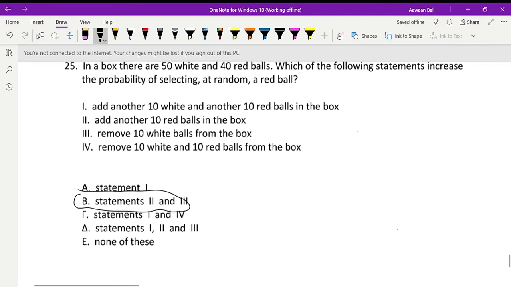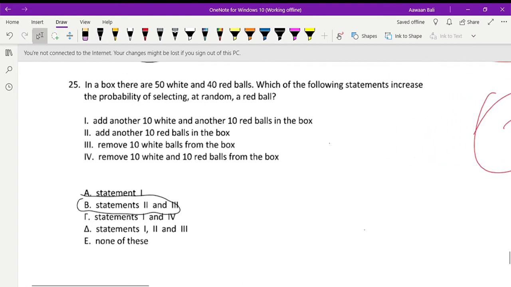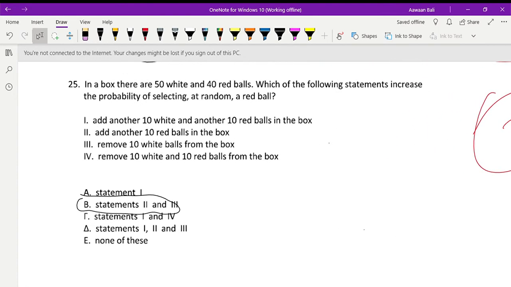Question number 25. In a box there are 50 white and 40 red balls. Which of the following statements increase the probability of selecting a red ball? 1 doesn't help at all, because adding 10 white and 10 red balls, no, that doesn't help. Add another 10 red balls in the box, that helps a lot, because red balls have only been put in.